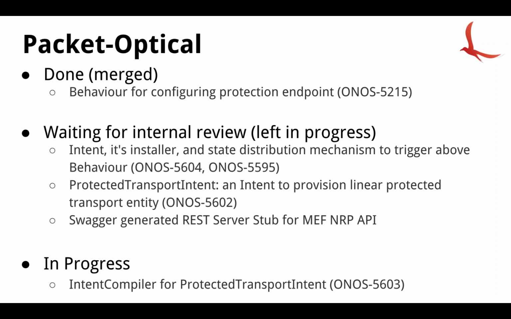Today we generate Swagger definition for our REST API, but this one is the reverse order. Given someone is publishing a Swagger API, add support for that in ONOS. This could be a template for that. And the last thing, one thing in progress is the compiler for the intent that is under review. That's it.